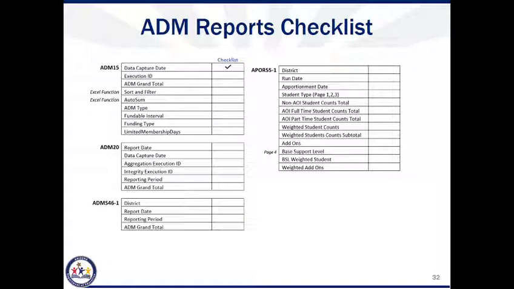So I handed out the ADM Reports Checklist. And in this, I'm going to go over the ADM 15, the ADM 20, the ADM 46-1, and the 55-1. We're going to look together over very, very specific elements in the report that you will need to be able to reconcile and understand where that data is feeding through. It's kind of like the data's life cycle and how we came to this number for payment. So bear with me, we'll figure it out together.